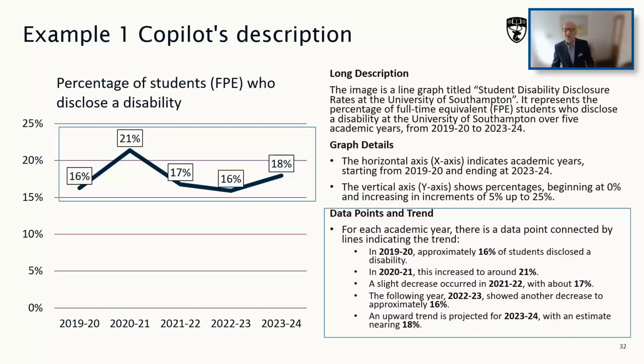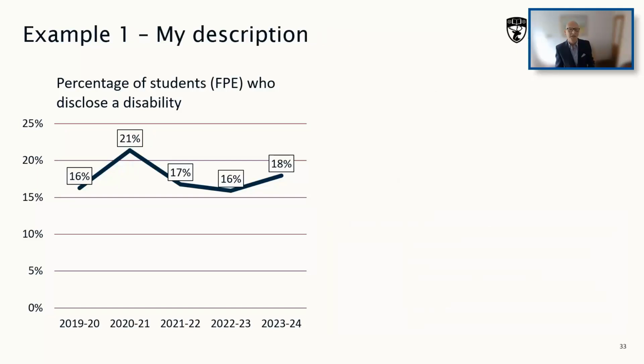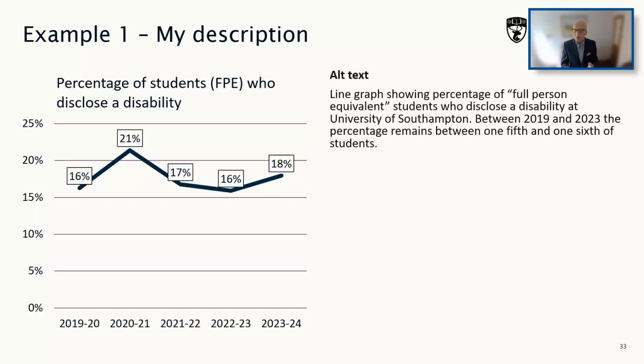And for the description of the data points, it adds words like approximately around the figures, which may not be necessary. Still, I think it's a good start, which could be quickly reviewed for accuracy by the author who will use this graph. My own alt text would be very similar: line graph showing percentage of full person equivalent students who disclose a disability at University of Southampton. Between 2019 and 2023, the proportion remains between 1/5 and 1/6 of students.